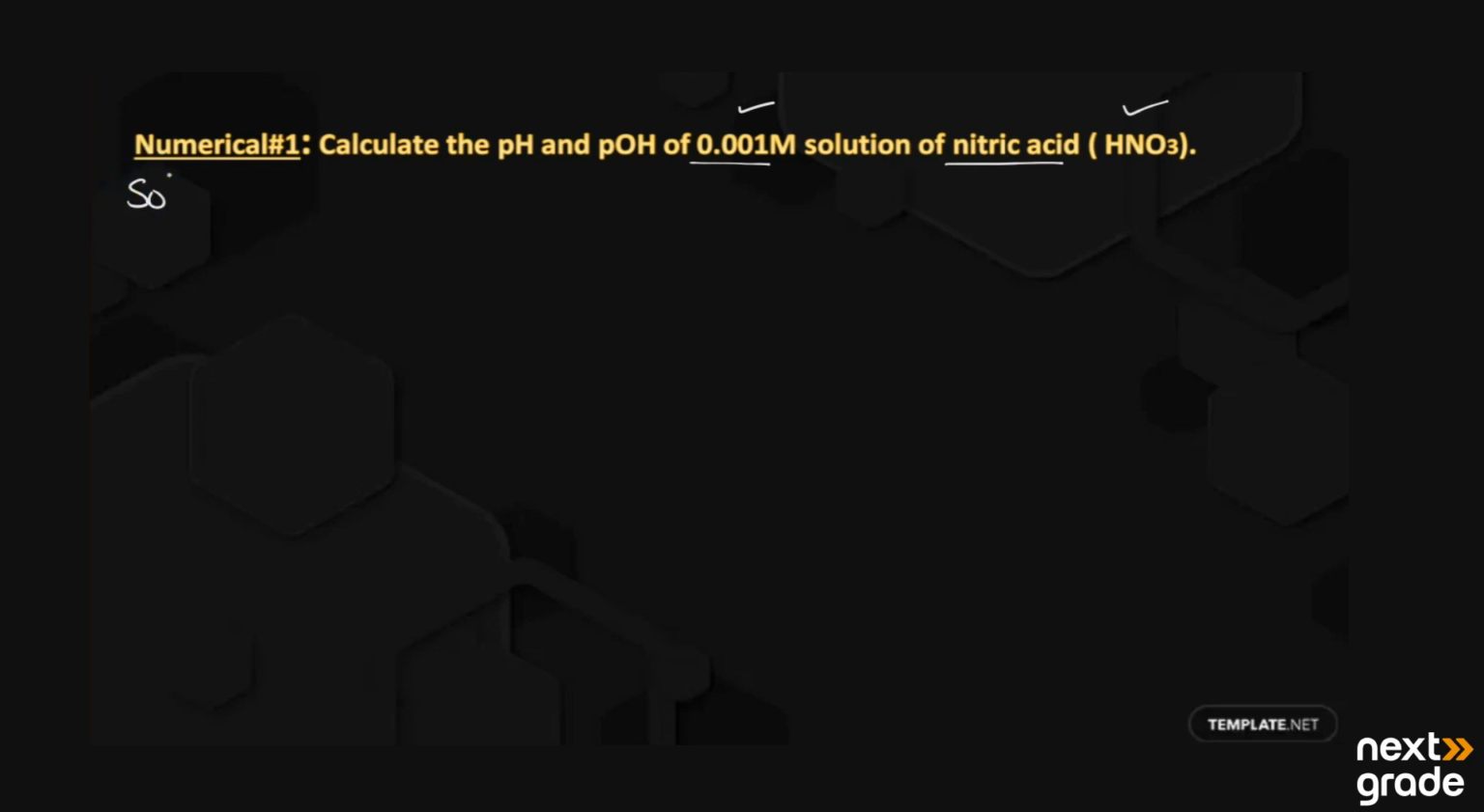For the solution, first of all, we must write its chemical equation. Nitric acid, whose formula is HNO3, when it dissociates in the aqueous solution, produces the ions H positive plus nitrate ion NO3 negative. So this is the main chemical equation. Next we need to write its concentration.